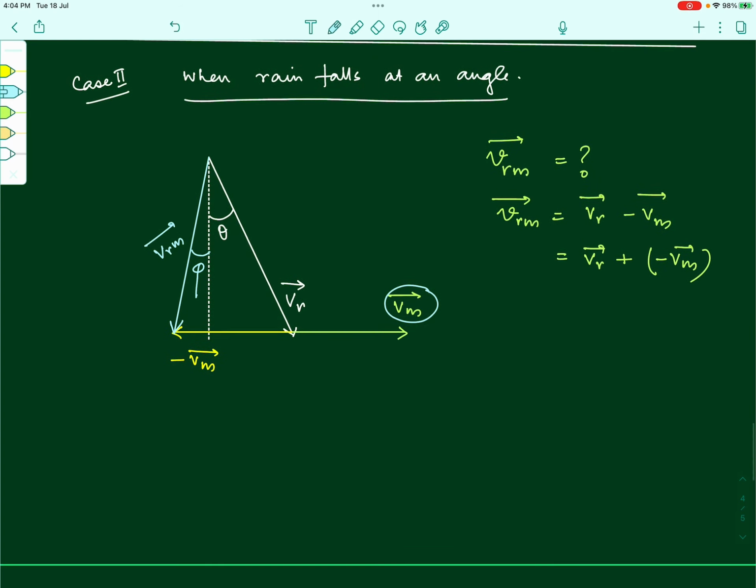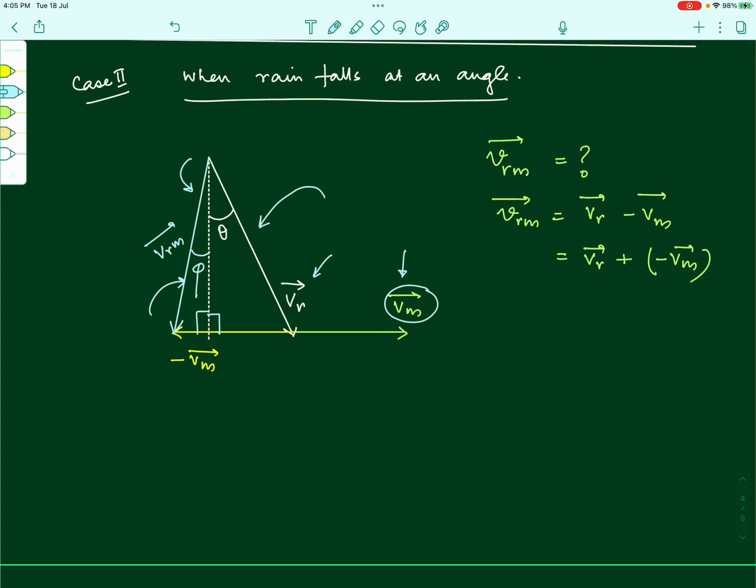So once again, using the geometry of this figure, you know that this is a vertical, so these angles are 90 degrees. You know the magnitude of Vr, you know the magnitude of Vm. You can use the geometry of the figure to find out whatever you want. You can find out the length of this hypotenuse here. You can find out the angle phi. Right? It's just a matter of working with the geometry now.